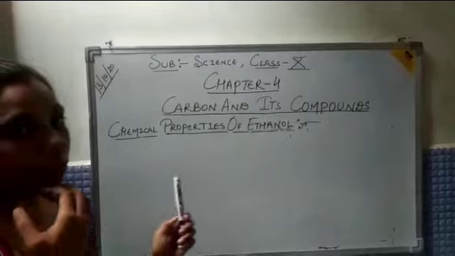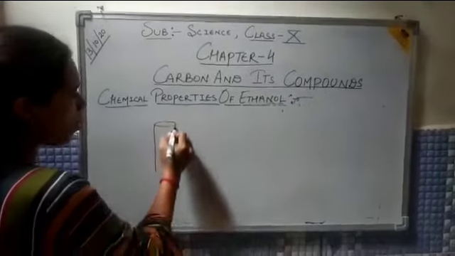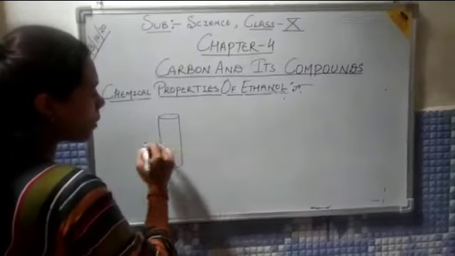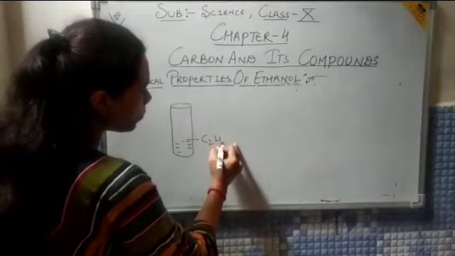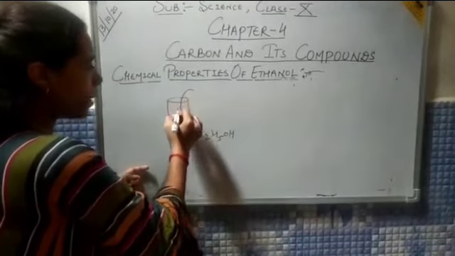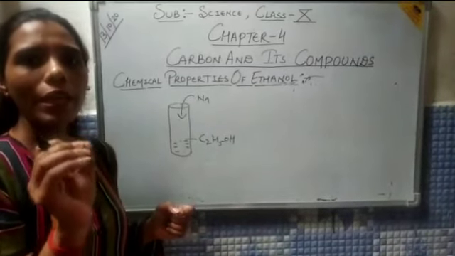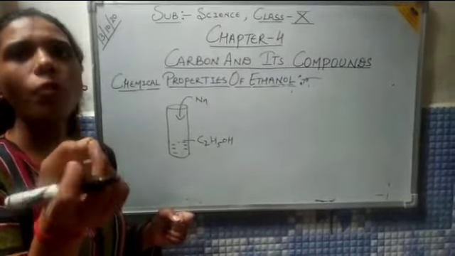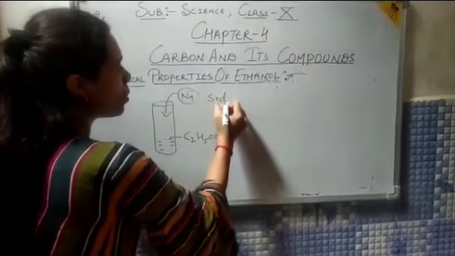Students, for example, I have taken the small test tube, and I have taken ethanol as a solvent. If I add to it a very small amount, like the shape of a small grain, of sodium, this is the symbol of sodium, this is called sodium.